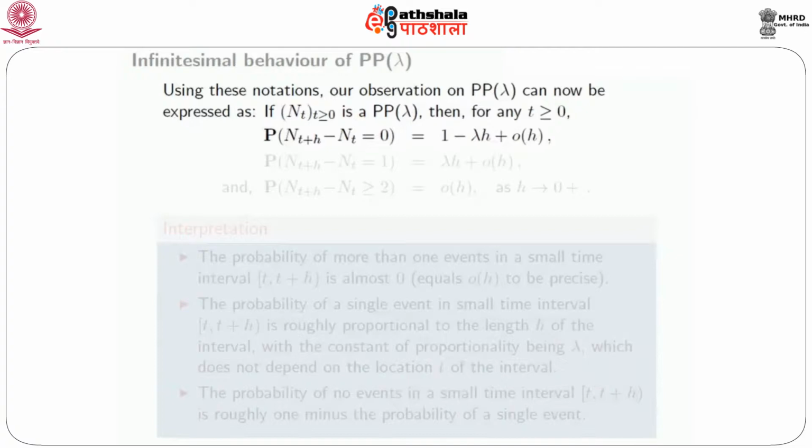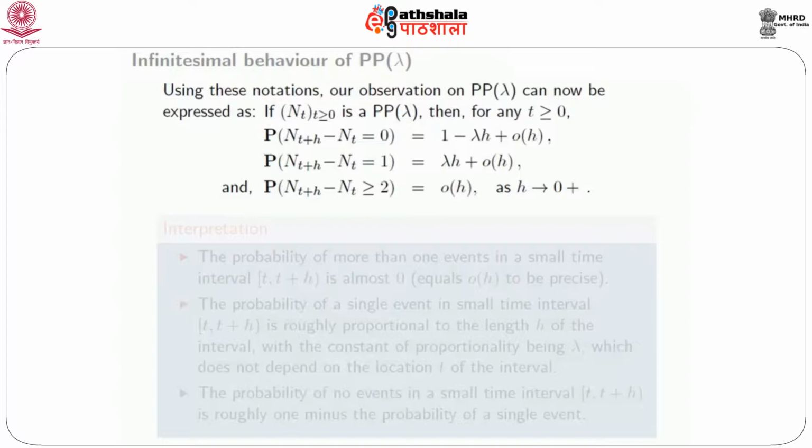Remember, what that simply means is that this probability minus (1 minus lambda h) is little o of h. In other words, that probability minus (1 minus lambda h), over h, goes to 0, and that's exactly what we have observed. Similarly for the other two. Now, what's the interpretation of this? The interpretation is the following.